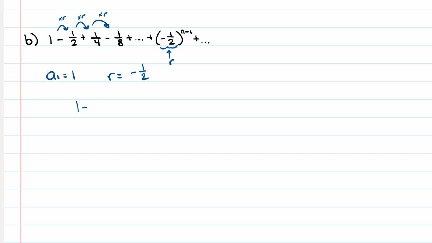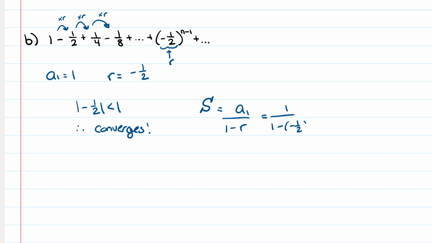So then the absolute value of negative 1 half is less than 1. Therefore, it converges. And in order to find out what the sum is, we draw that S with the fancy symbols. And it's going to be a sub 1 over 1 minus r. So a sub 1 was 1, over 1 minus negative 1 half. So I get 1 over 3 halves, so it's 2/3. So this series, if I keep adding it up over and over again, following the pattern, will eventually just get 2/3.